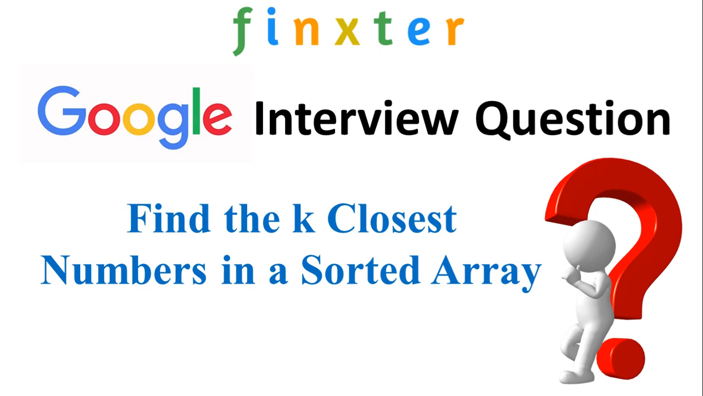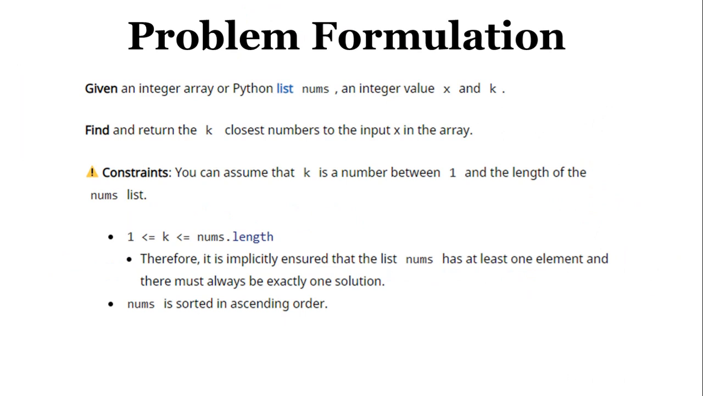To further understand this question, let us have a look at a few examples. Rather, before moving on to the examples, let us have a look at the problem formulation, and then we will move on to the examples to understand the question better. You will be given an array that consists of integers. You will also be given an integer value x and another value k. So what are x and k? x is the integer to which you have to find k closest integers in the given array. Remember that the given array is already sorted for you in ascending order.